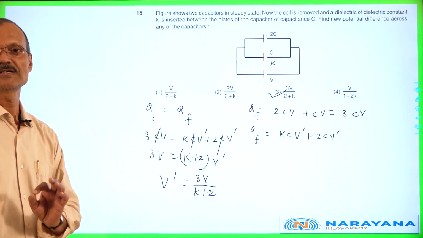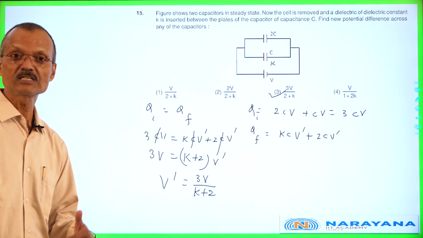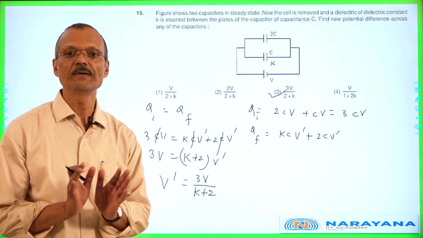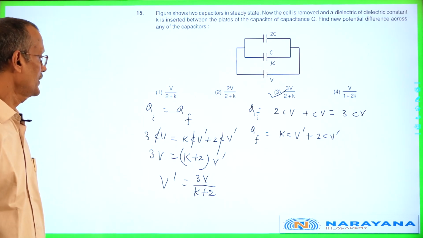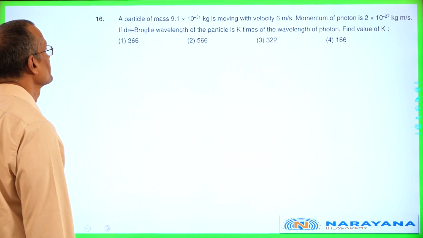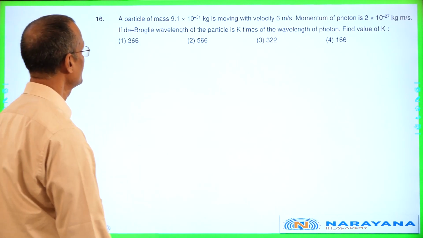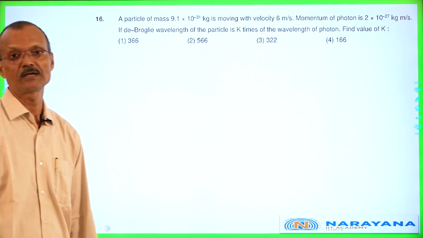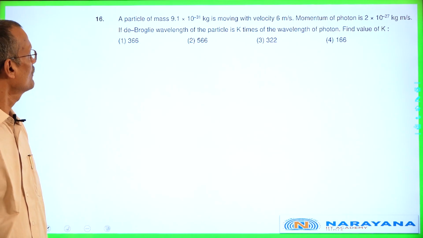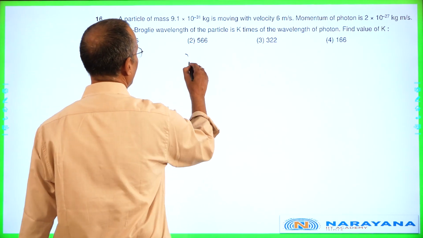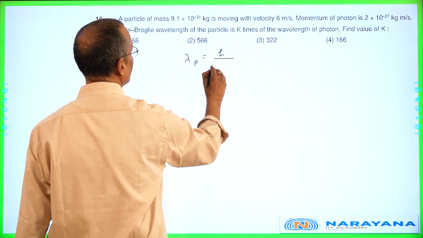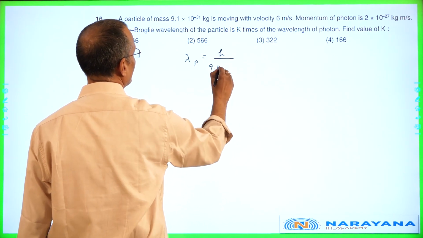Principle of conservation of charge. Initial charge on capacitors and final charge on capacitors, both will be equal. Clear to you? Now, let us move to next question. This is related to de Broglie wavelength. You know that lambda equal to h by p. So, first you go for particle, lambda for particle h by mv, whether it is electron or what.